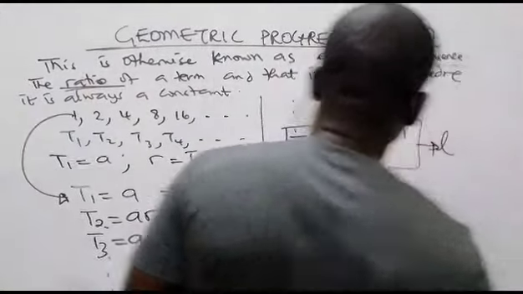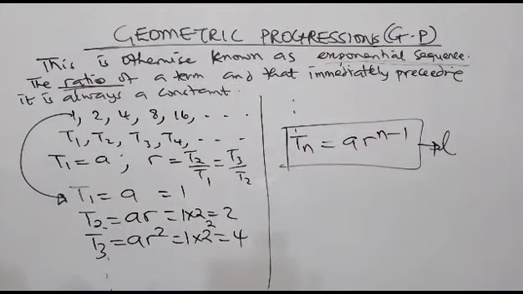Let's take note that if you want to find the last term or nth term of a geometric progression, we go ahead and use this formula. So that is the formula that we have on the board.